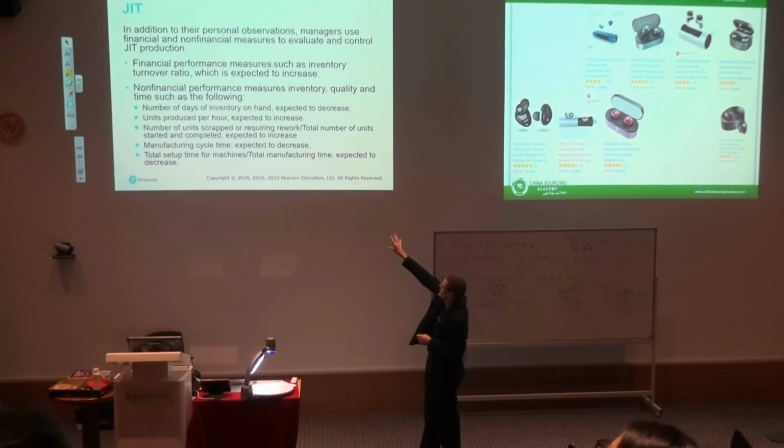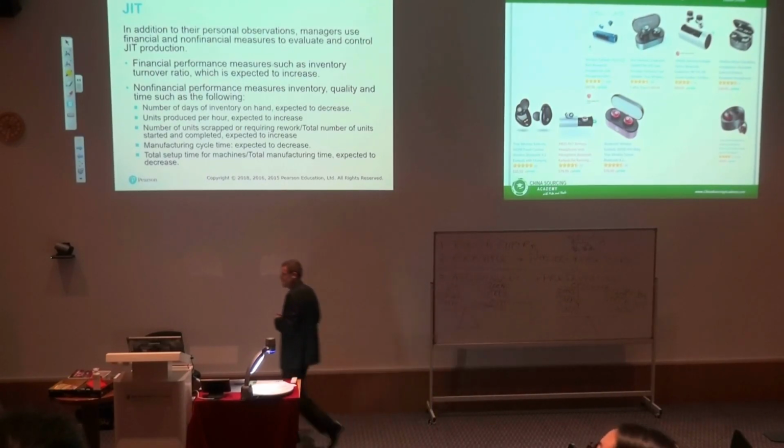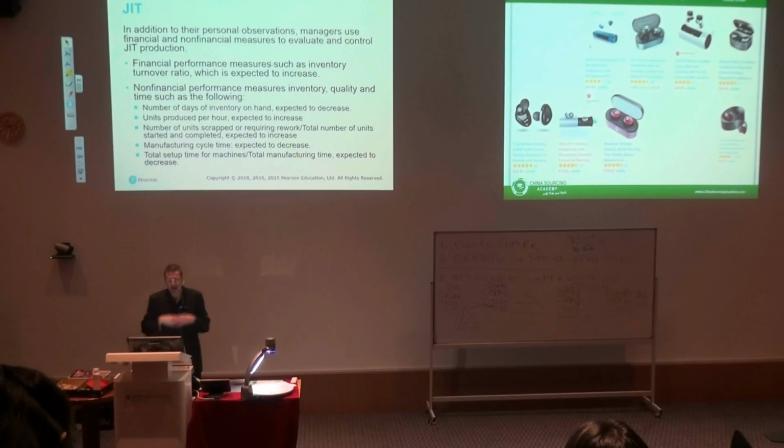All right, now with measurement, financial performance measures such as inventory turnover ratio is expected to increase in just in time. Why? Because you're holding less inventory, okay? So therefore you're replacing inventory very, very fast. So turnover is very fast, right?